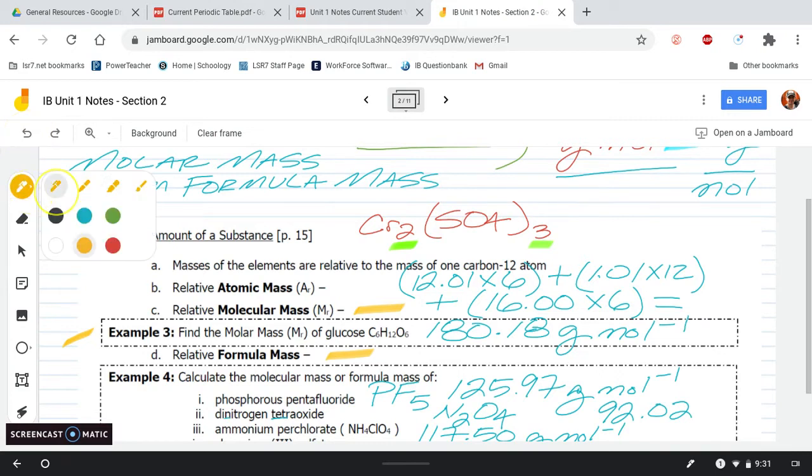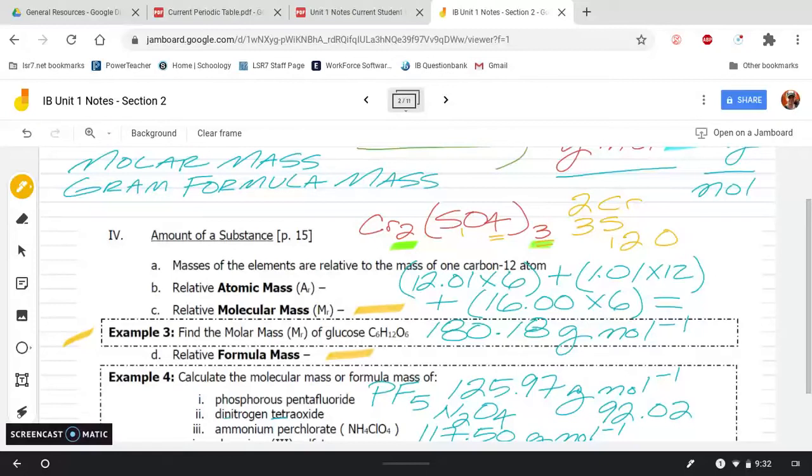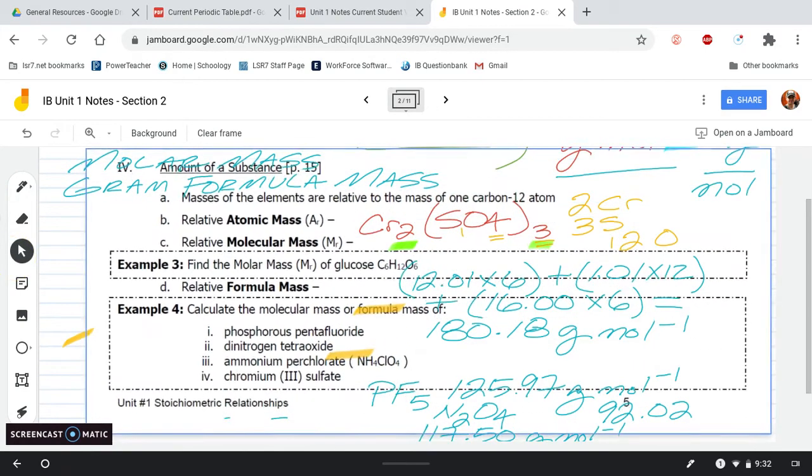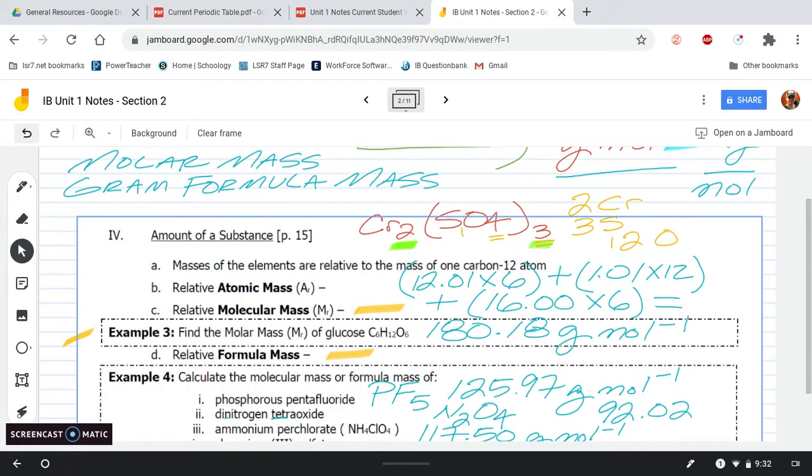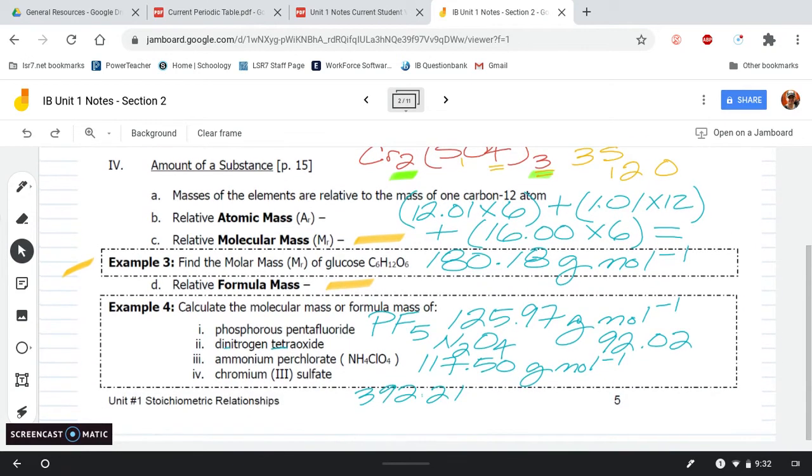So what does that look like? You're going to get 2 chromiums, but then see 3 times 1. Remember, there's a little 1 there for sulfur. 3 times 1 gives you 3 sulfurs, and then 3 times the 4 oxygens right there gives us 12 oxygens. So you get 2 chromiums, 3 sulfurs, 12 oxygens. And that is how you get that answer. That's how you're going to get the answer for the 392.